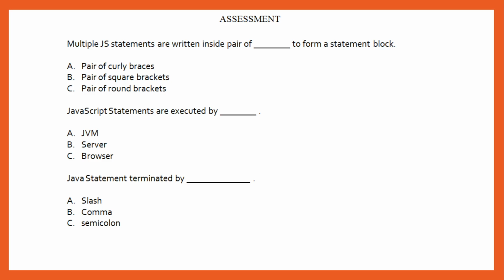Assessment. Multiple JS statements are written inside a pair of what to form a statement block: either a pair of curly braces, a pair of square brackets, or a pair of round brackets. Next question: JavaScript statements are executed by JVM, server, or browser. JavaScript statements are terminated by either slash, comma or semicolon.